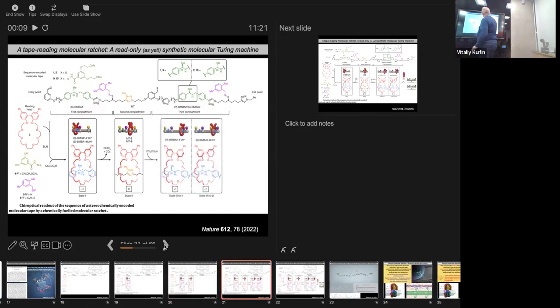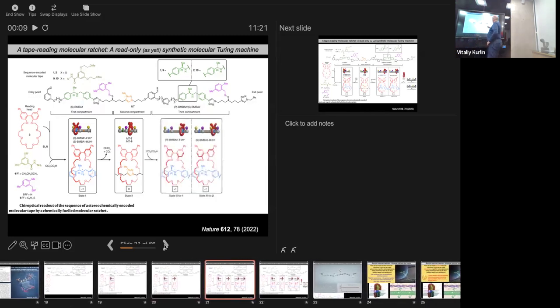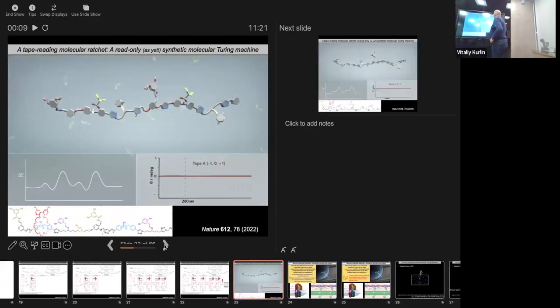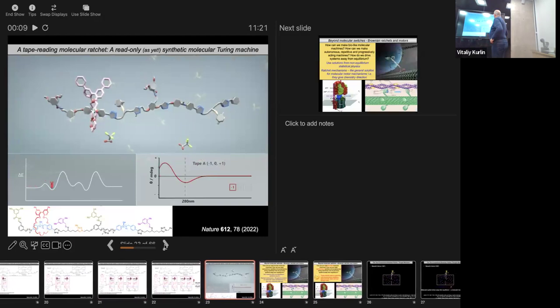You then add another pulse of fuel to switch back to the first potential energy surface, and the ring will move to here and read whatever that one is in the binding site. And so this is how this works. This is the potential energy surface changing. This is the CD spectrum.